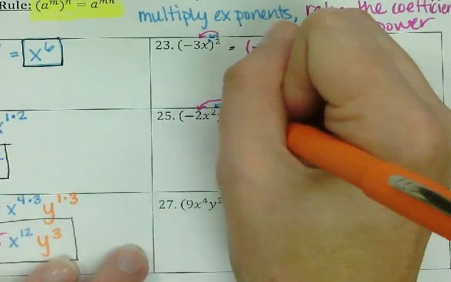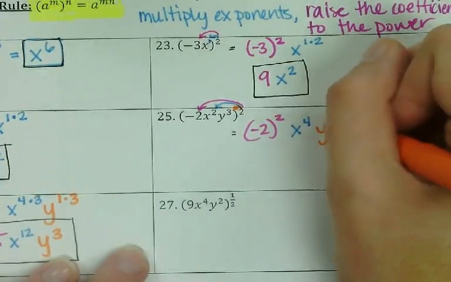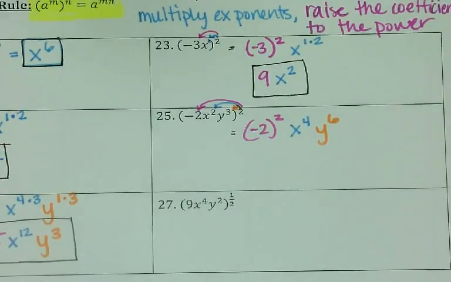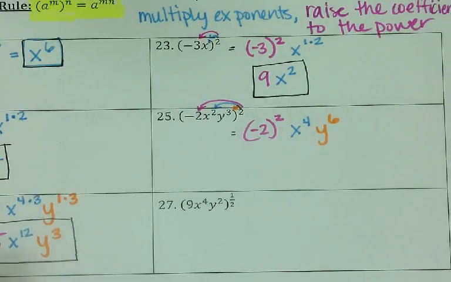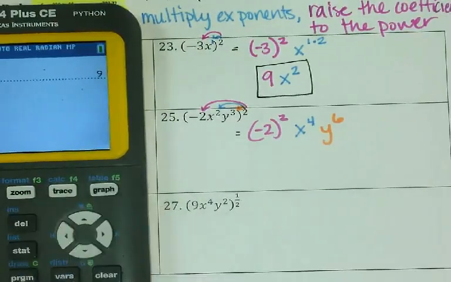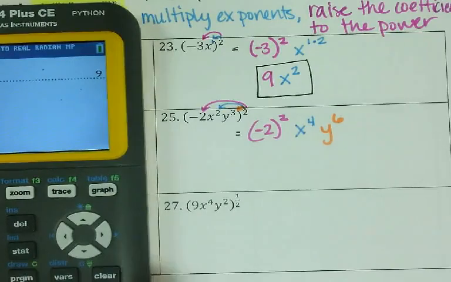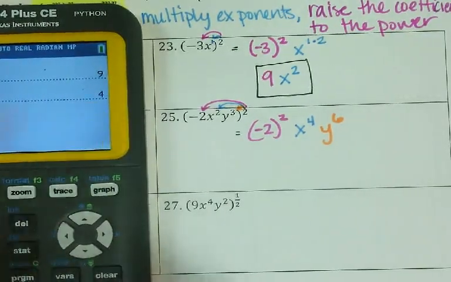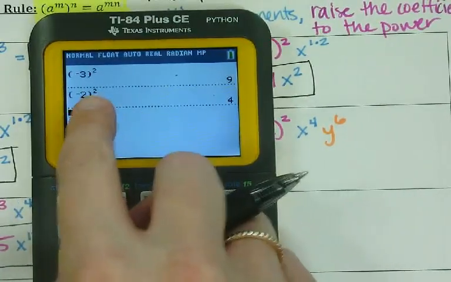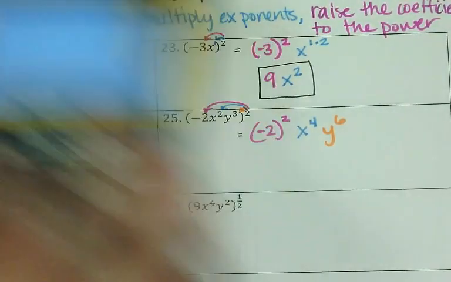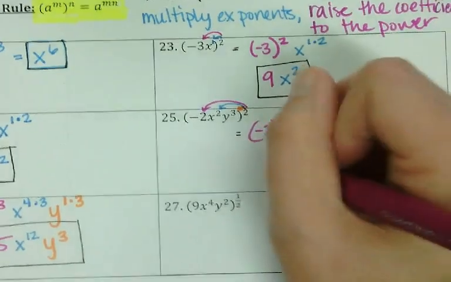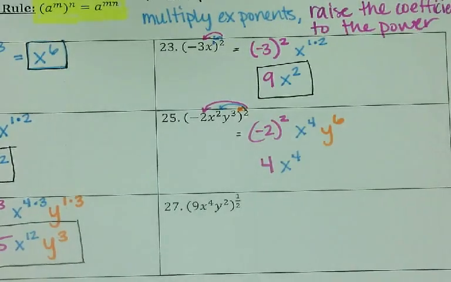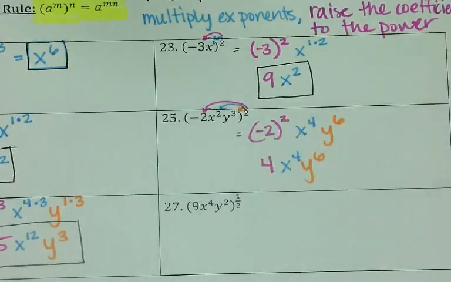And then y to the 3 times 2. So that would be y to the 6th. So we are multiplying those exponents. So now my negative 2 to the 2nd power gives me a positive 4, because negative 2 times negative 2. So that would be 4, x to the 4th, y to the 6th.